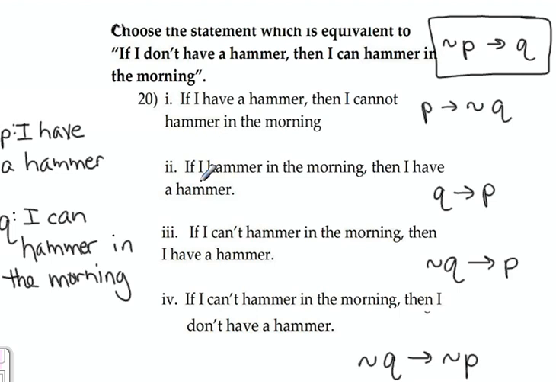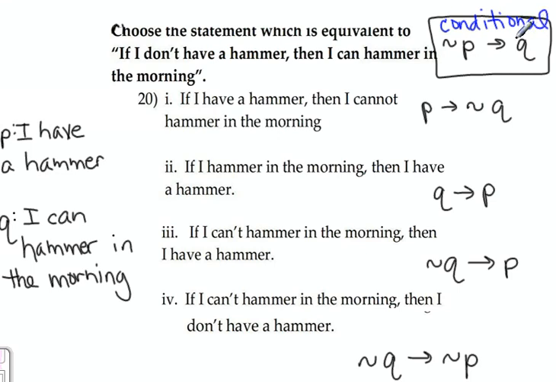And then if I go through on this part 1, 2, 3, and 4 and translate the statements to symbolic form, I'll have an if P, then negation of Q, if Q, then P, if negation of Q, then P, and this one would be if negation of Q, then negation of P.